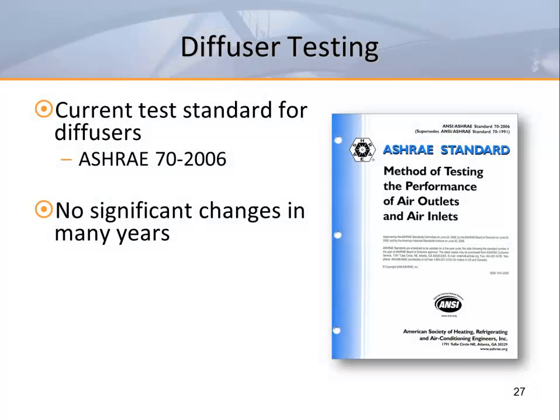The proper method for testing grills, registers, and diffusers is defined in AHRI Standard 70. The current version was adopted in 2006. There have been no significant changes in sound testing procedures for many years.